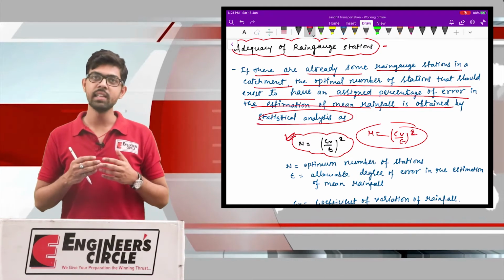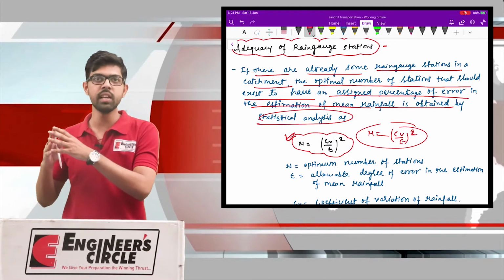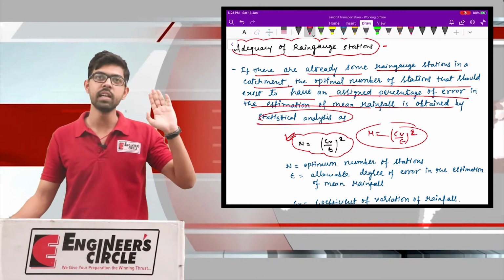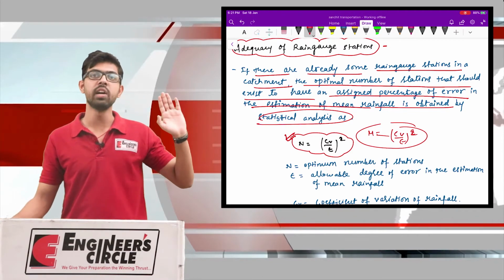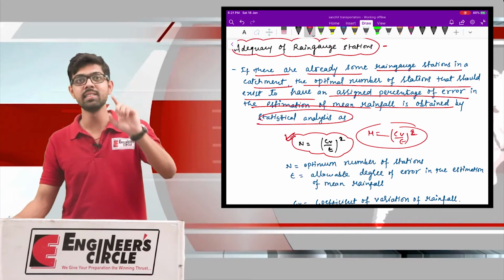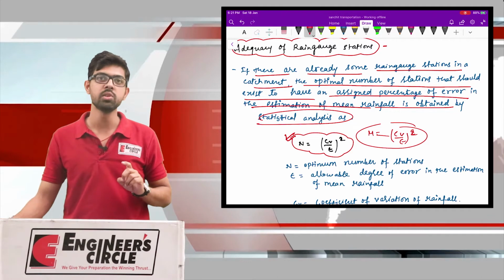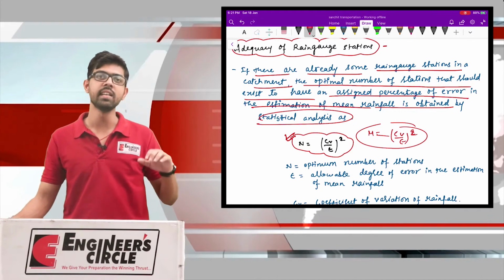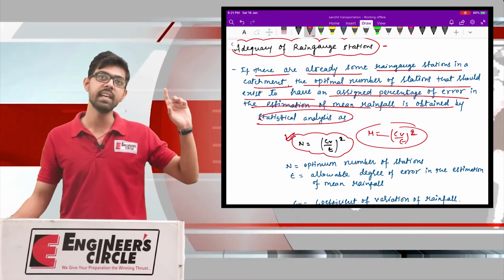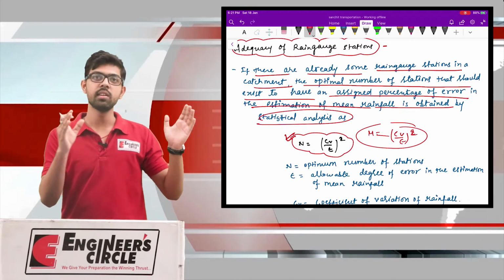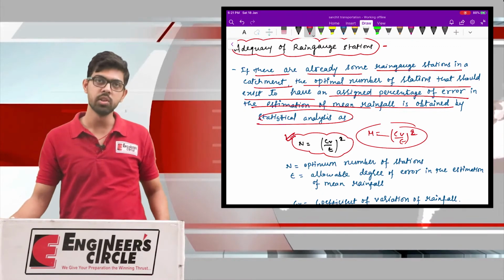Here we are assuming a certain percentage of error, and that percentage of error is prefixed. We are not able to find out the exact and most true value of the rainfall estimation, so we have assigned a certain error in the estimation of mean rainfall, and that indicates a range of values that will fluctuate around your true value.